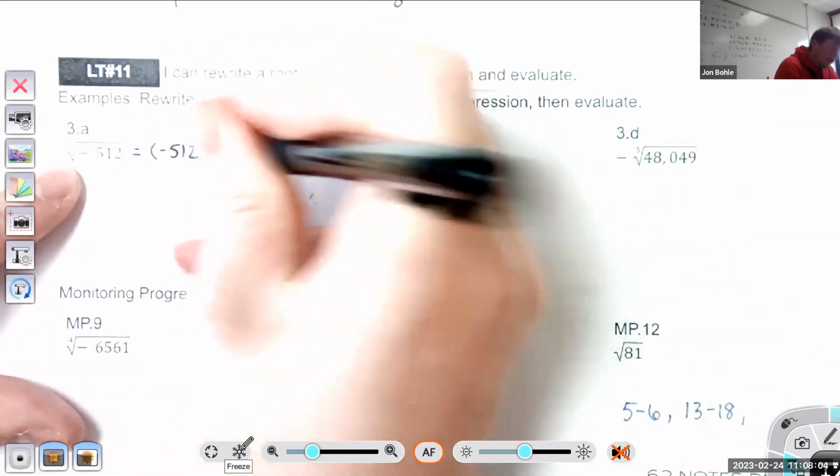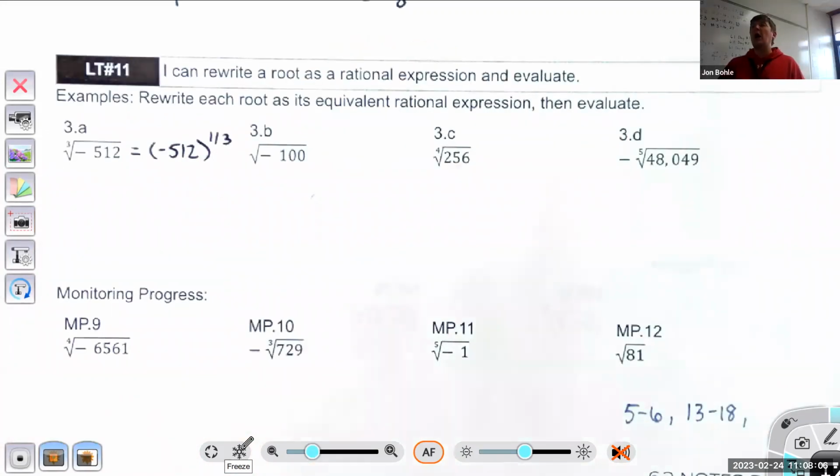-512 to the 1/3. Perfect. And spot on with the parentheses. The negative number is inside the root, so that negative sign needs to be inside the parentheses. And then what is -512 to the 1/3 power? What number is that equal to?